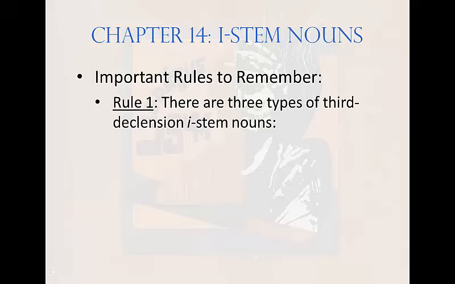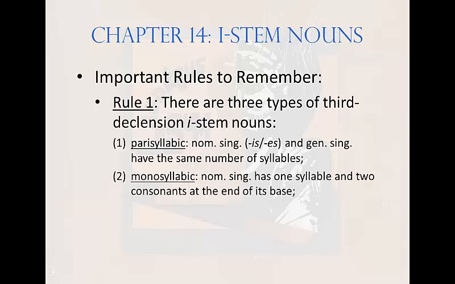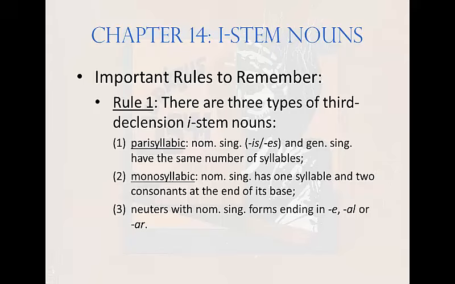There are three important rules to remember in this chapter. Rule 1. There are three types of third declension I-stem nouns. The first is parasyllabic, in which a noun with the nominative singular ending in is or es has a genitive singular with the same number of syllables. The second is monosyllabic, in which the nominative singular has one syllable and two consonants at the end of its base. And the third type of I-stem includes neuter nouns with nominative singular forms ending in e, al or ar.